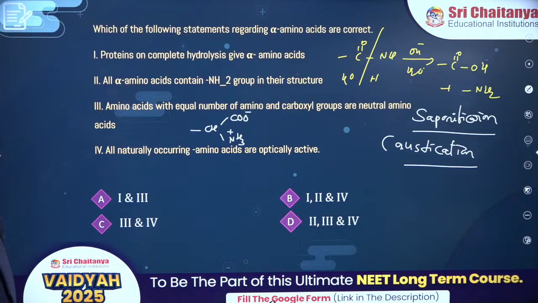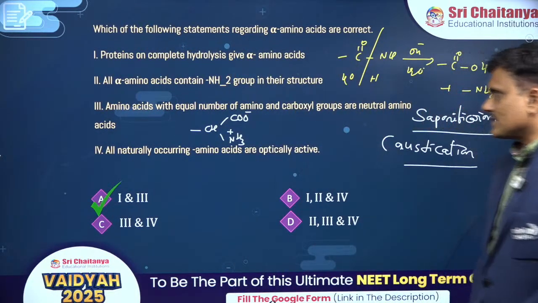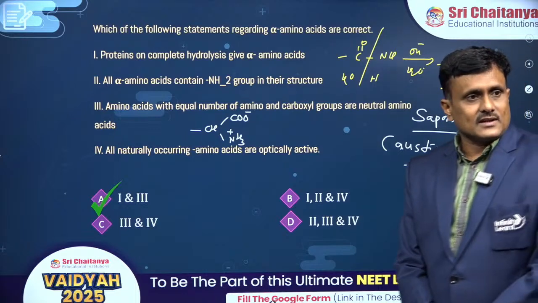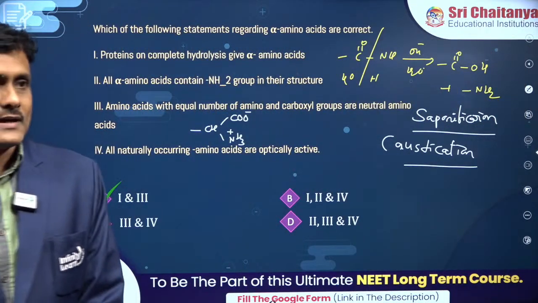Amino acids with equal number of amino and carboxyl groups are neutral amino acids. Looks to be correct, isn't it? All naturally occurring amino acids are optically active. It's not mandatory, alright. So 1 and 3 look to be the correct answer, like someone said. Someone gave the answer in the meanwhile. Rebecca said, yes. Brilliant, and Ashley already told.